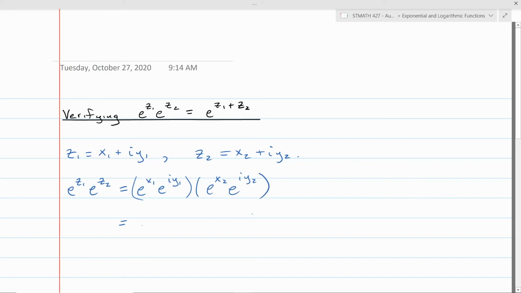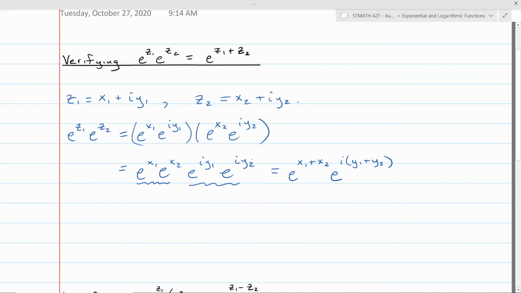Then we can rearrange the terms, using commutativity, and get e to the x1 times e to the x2 times e to the iy1 times e to the iy2. We know the first part is just real numbers, so we can use the property of real numbers that says that's e to the x1 plus x2. The second part is something we worked out about Euler's formula earlier, that this can be written as e to the i times y1 plus y2. That's just a known property that we verified earlier.